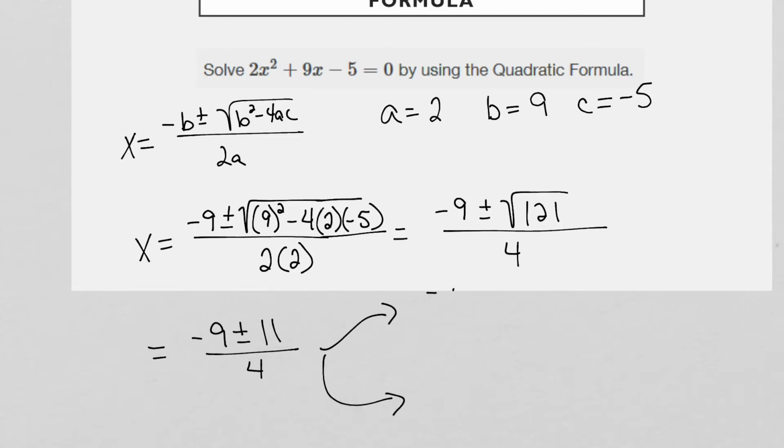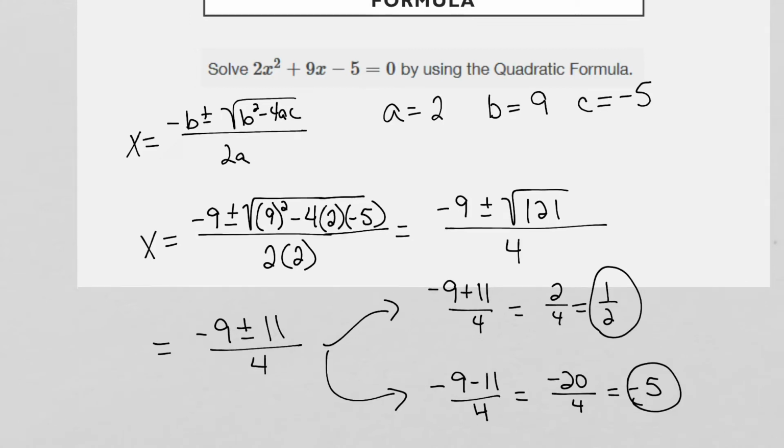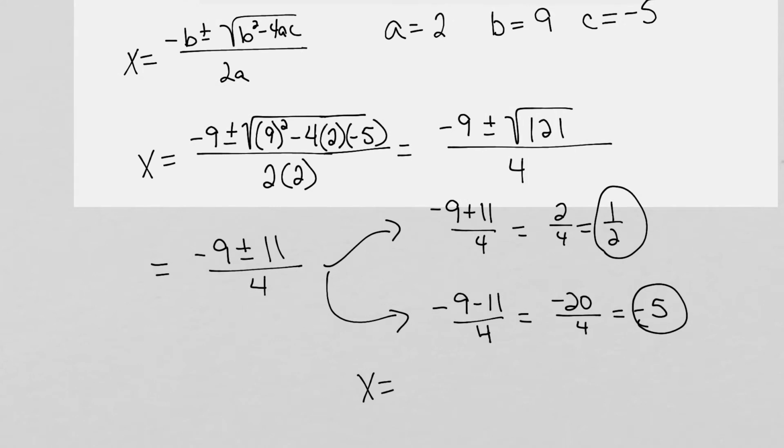So I'm going to do -9 plus 11 over 4, and I'm going to do -9 minus 11 over 4. Okay? -9 plus 11 over 4, so -9 plus 11 is 2. 2 over 4 is 1/2. Okay? -9 minus 11 is -20 over 4, which is -5. So these right here are my two solutions. Okay? So x is equal to 1/2 and -5.